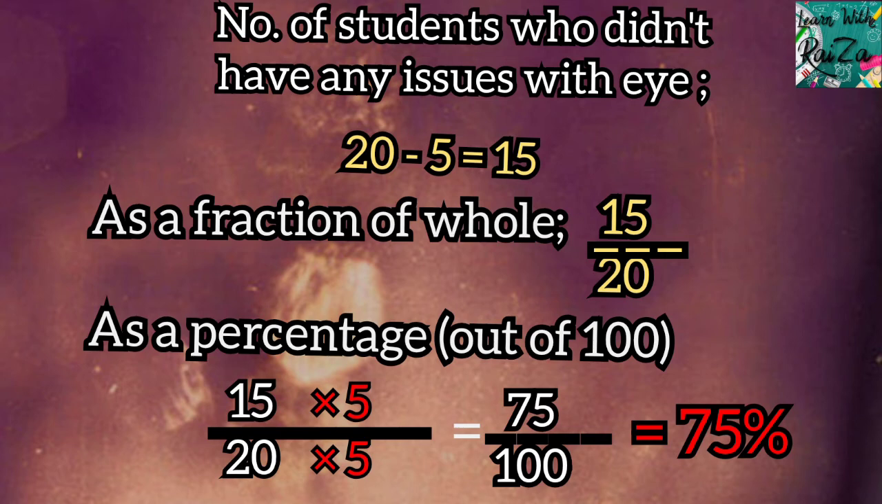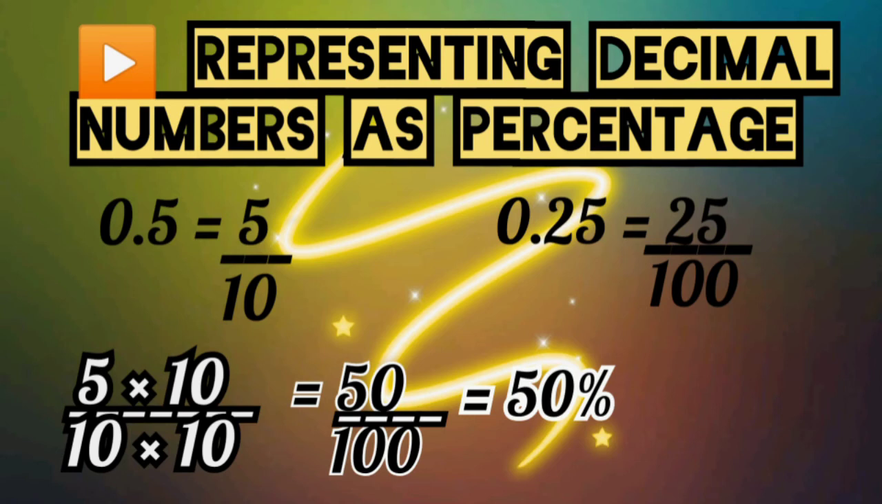So if we can represent 15 as a fraction of the whole, out of the 20, 15 did not have any problem with the eye. So this 15 upon 20 can be represented as a percentage by converting the denominator into 100. So 20 can make 100 by multiplying by 5. So both numerator and denominator are multiplied by 5, and what we get is 75 upon 100. This can be represented as a percentage easily now. It is 75%. So 75% of students who attended the eye clinic did not have any problems with the eyesight. The next topic of the lesson is representing decimal numbers as percentages.